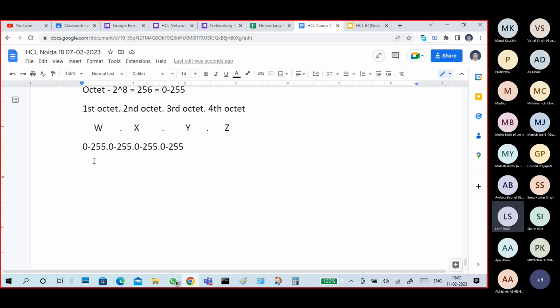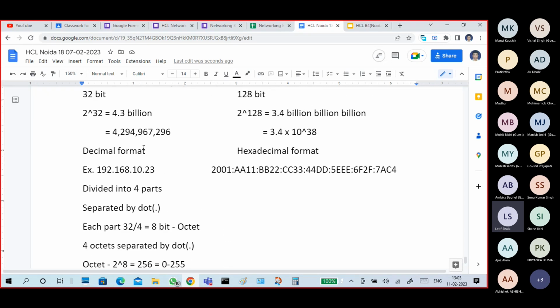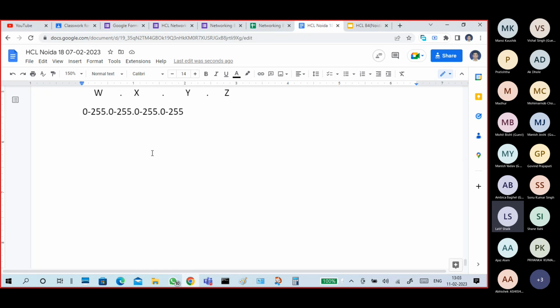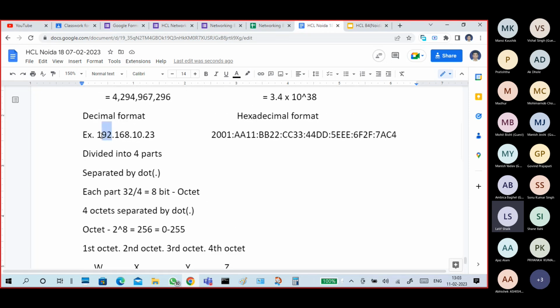Okay, so 0 to 255, 0 to 255. So it means any octet you take, the number in the octet is not more than 255. Remember that one. Any octet you take, like 192 or 168 is there, no? 10 is there, 23 is there. So the maximum size of this is 255.